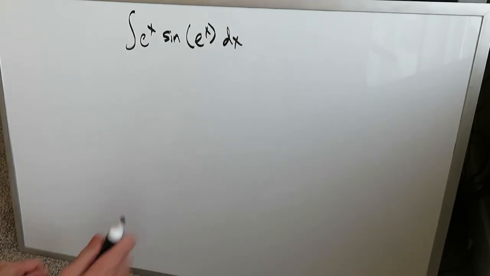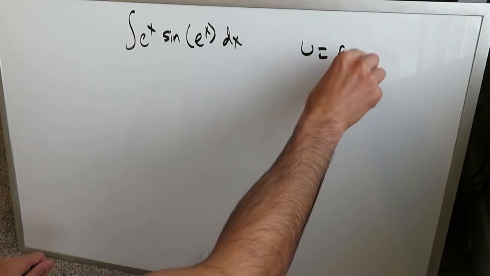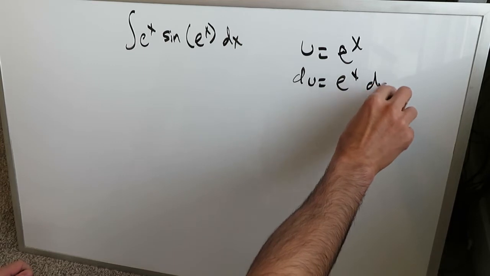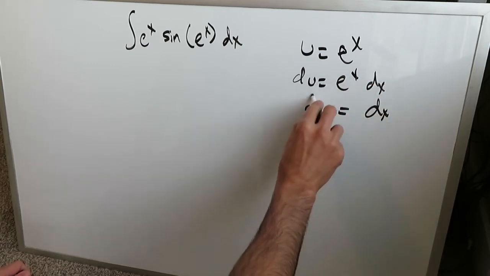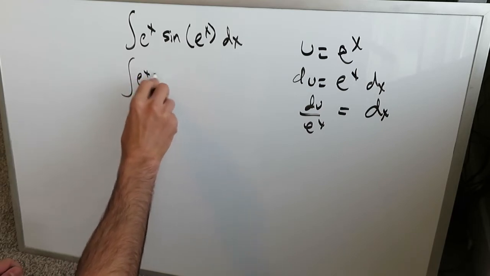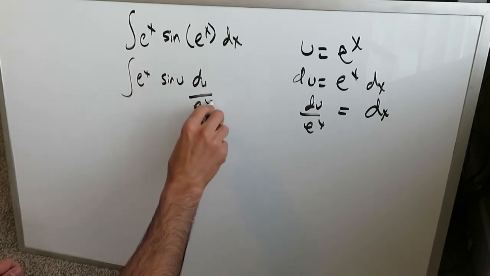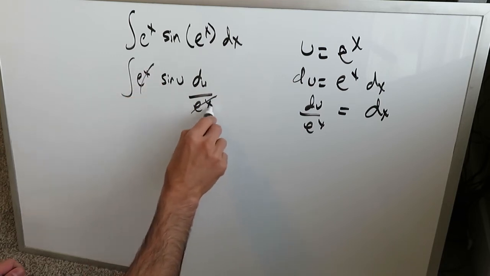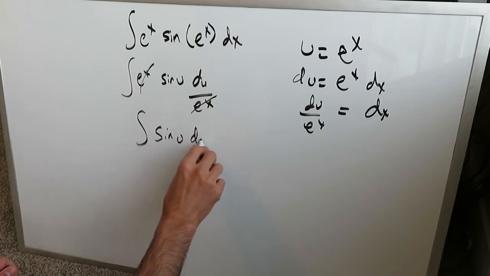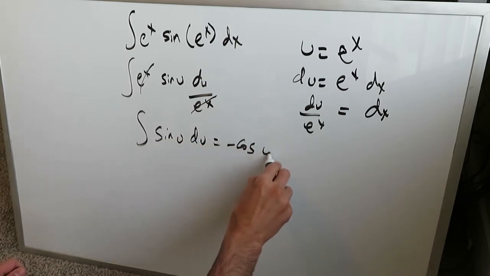Alright, let's look at this one next. Composite over here. Let's do quick substitution. u is equal to e to the x. We know how to do it. du is equal to e to the x dx, and dx is equal to du over e to the x. We come over here, we have e to the x, we have sine u, and then we have du over e to the x. The e to the x's cancel out and we are left with sine u du, which brings us to minus cosine u plus c.